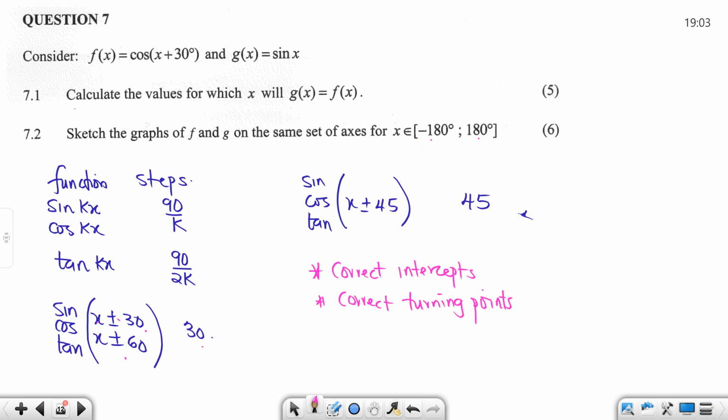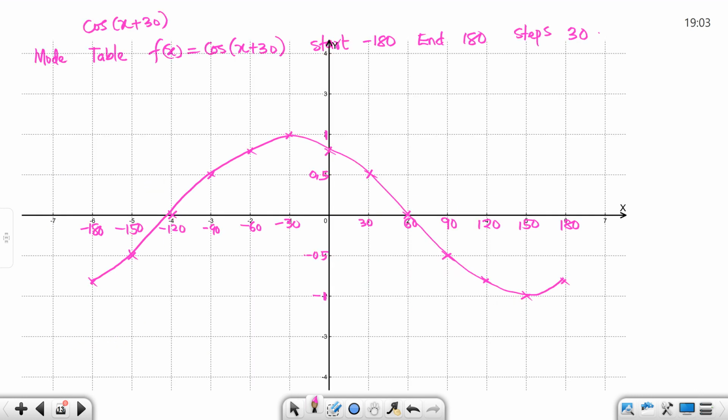All right, can we now sketch sine x? What is our step for sine x? 90, basically. It will still work here. Remember, it's k over, this is sine x. Your k is 1. So everybody, let's pick our calculators again. Let's sketch.